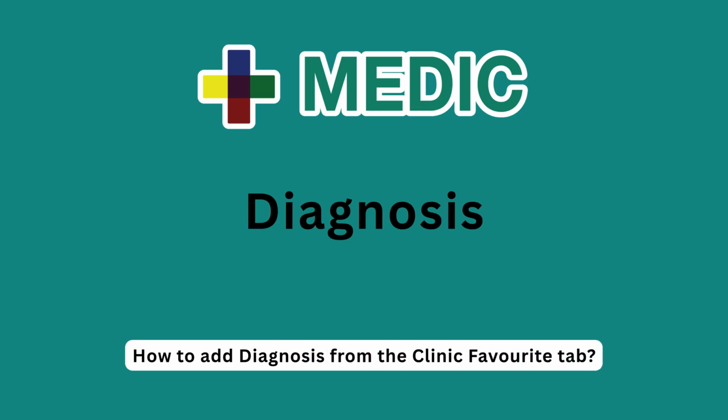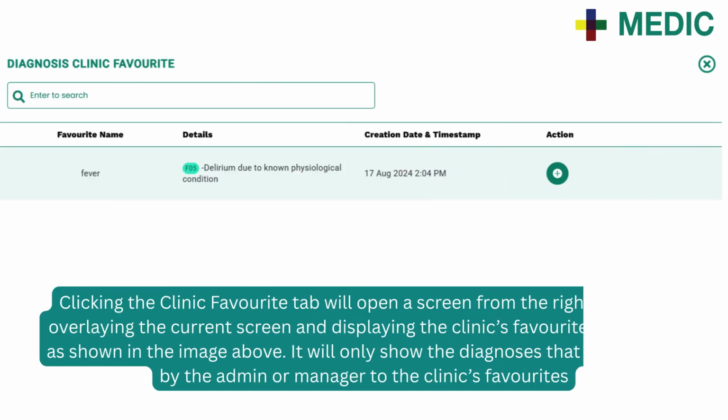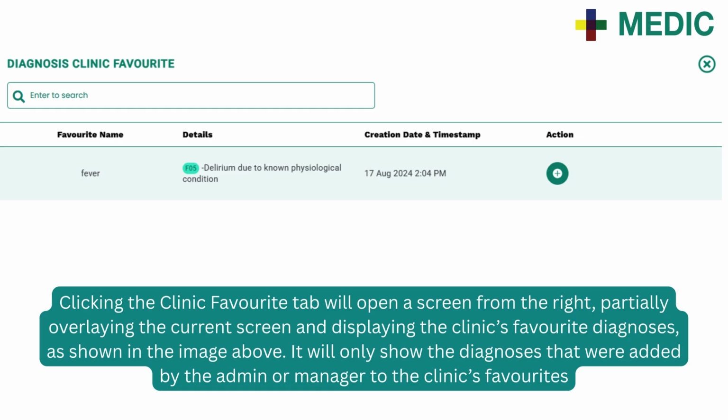How to add diagnosis from the Clinic Favorite tab. Go to the Diagnosis section as described in the Prerequisites section. Now to add a diagnosis from the Clinic Favorite tab, click on the Clinic Favorite tab as highlighted above. Clicking the Clinic Favorite tab will open a screen from the right, partially overlaying the current screen and displaying the clinic's favorite diagnoses, as shown in the image above. It will only show the diagnoses that were added by the admin or manager to the clinic's favorites.